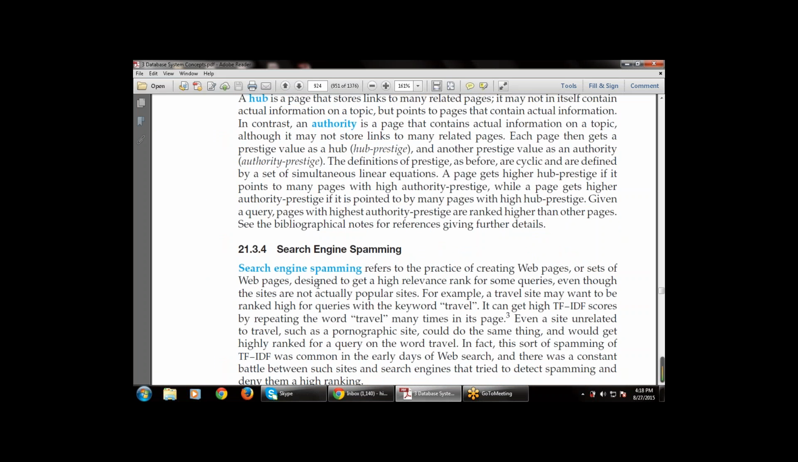Then next is search engine spamming. That is the practice of creating a web page or set of web pages designed to get a high relevance rank for some queries, whatever the queries or the target, even though the sites are not actually popular sites. That is known as search engine spamming.